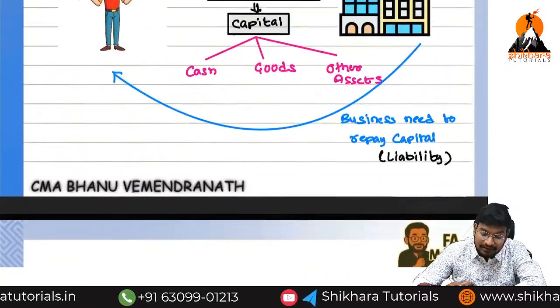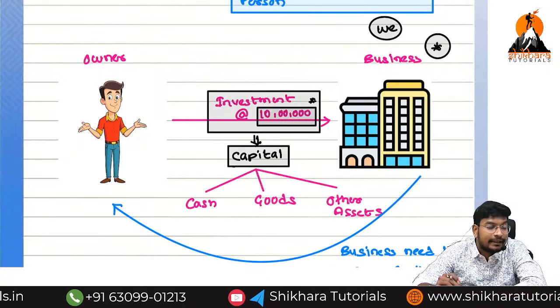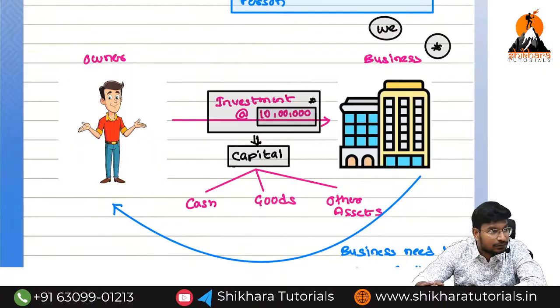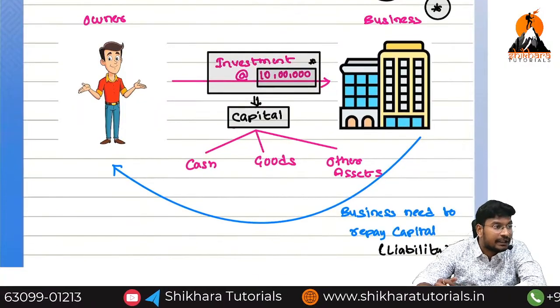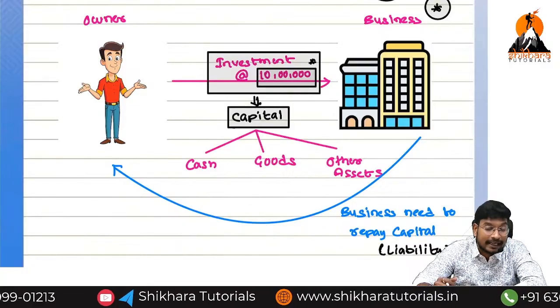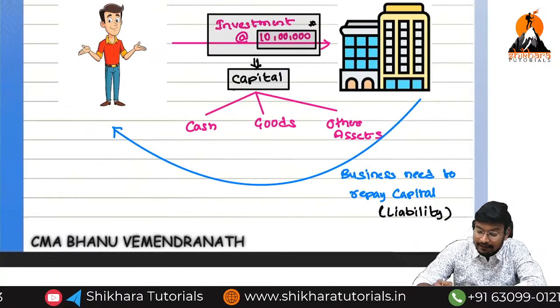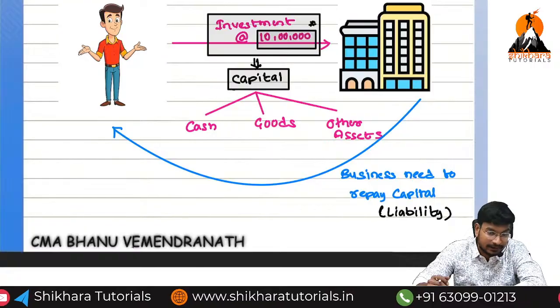So till now we have discussed the concept of capital. So capital means what? Anything invested by the owner into the business. Anything means cash, goods or assets. So we need to repay, no? We need to repay in future. We are having an obligation to repay, so anything that is an obligation to repay for the business is called as liability. Okay guys.